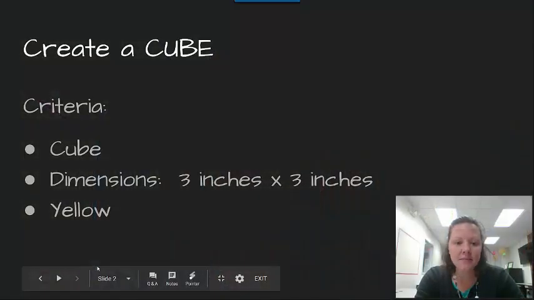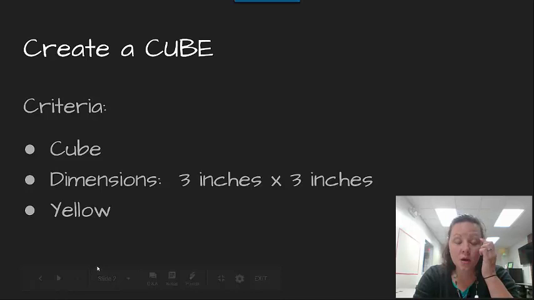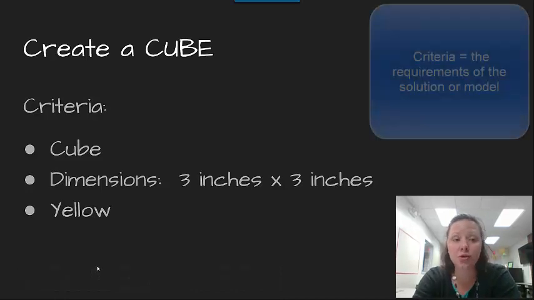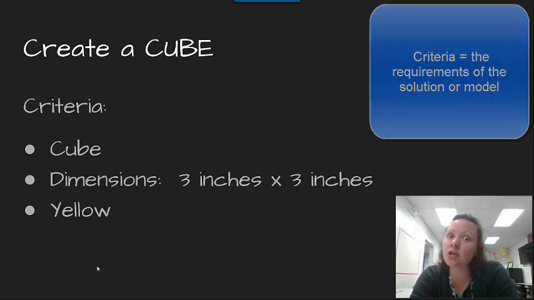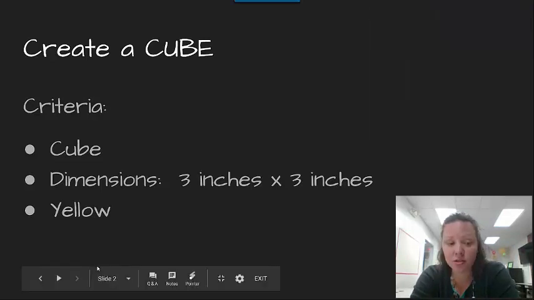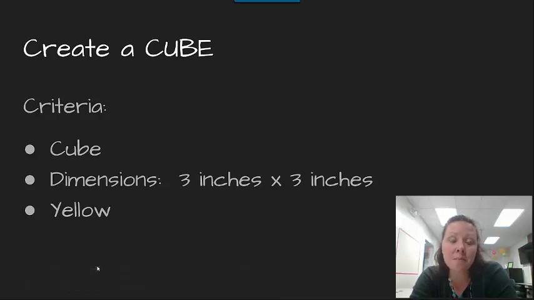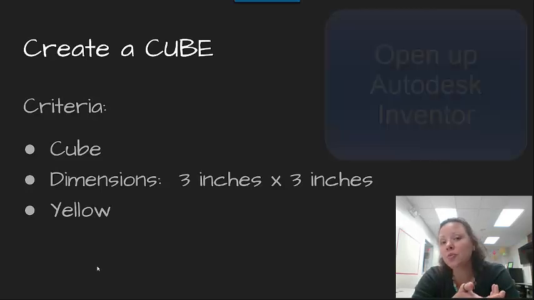Our task today, you guys are going to create a cube. Now here's your criteria. You must create a cube, meaning all sides are the same in dimension. And the dimension that the sides need to be is 3 inches by 3 inches. And then lastly, we're going to color the cube yellow.